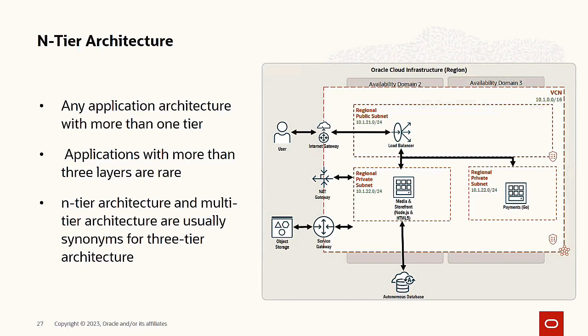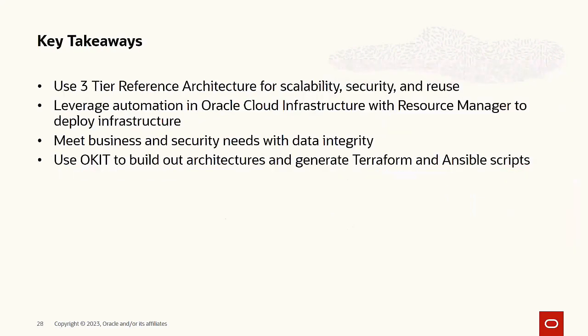Many of the applications right now, if they are more complex, are more than 3 tiers. We do understand that, and we do support those capabilities from an OCI perspective. Last but not least, to close it out, what are the key takeaways from using the 3-tier architecture? As I mentioned, definitely scalability, a lot more segmentation from a security perspective, and reuse and maintenance is one of the biggest considerations for using the 3-tier architecture.